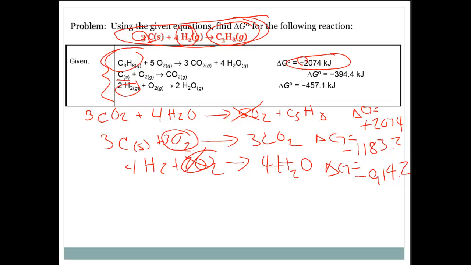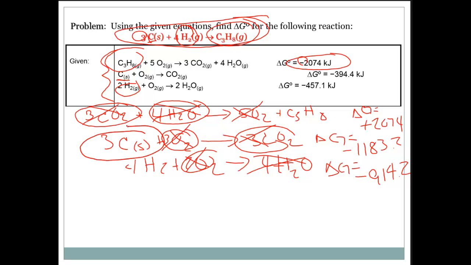I have water down here, but I have no water up here. I can cross it out from left to right. Same with the carbon dioxide, 3 and 3. So you'll notice what I have left over is 3 carbons, 4 H2s, and C3H8. I know I did it right now because I have everything on the left I'm supposed to have and everything on the right I'm supposed to have.